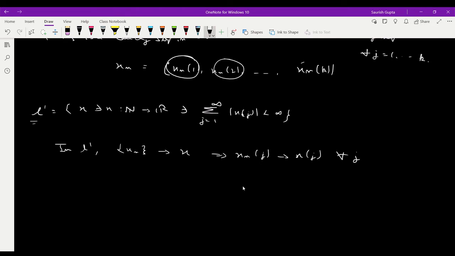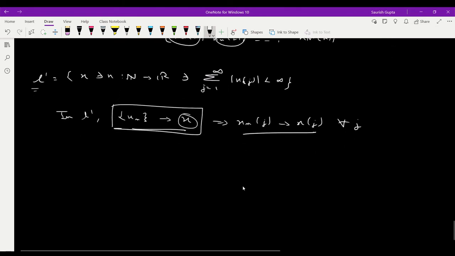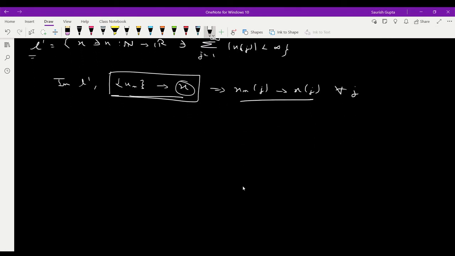But this is not an if and only if statement. That is, if this happens, the converse will also happen. That is not the case. If a sequence converges to x, then every coordinate of that sequence will also converge to the corresponding coordinate of the limit, right? But the converse is false. So let us take a counterexample to prove the converse is false.